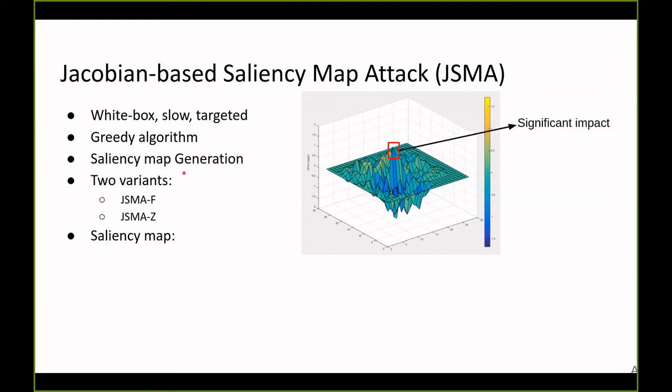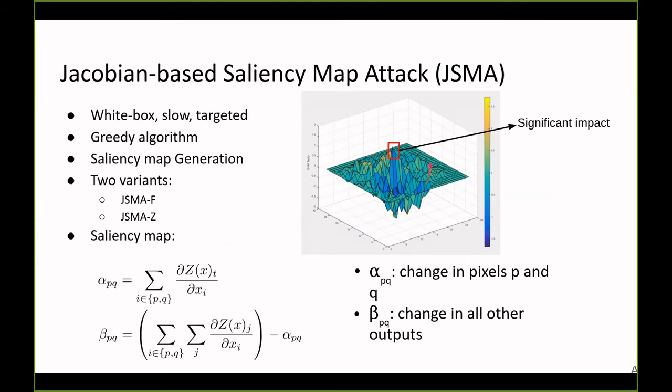So then we generate a Saliency map, and there are two variants of this JSMA: JSMA-F and JSMA-Z. As Zach discussed, JSMA-F uses the feature vector after the softmax layer, and JSMA-Z uses the feature vector just before the softmax layer. And then we generate a Saliency map like this. We take the partial derivative of the feature vector with respect to the input vector, and we get a Jacobian, and we can see which are the most significant pixels.